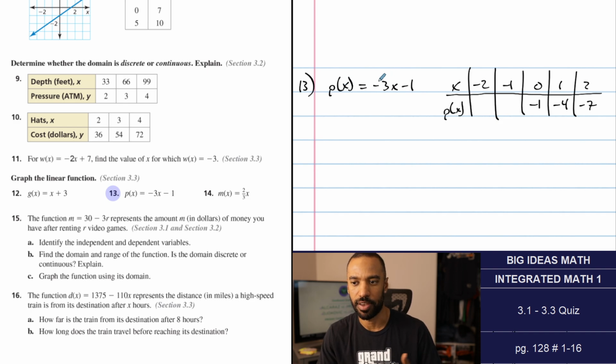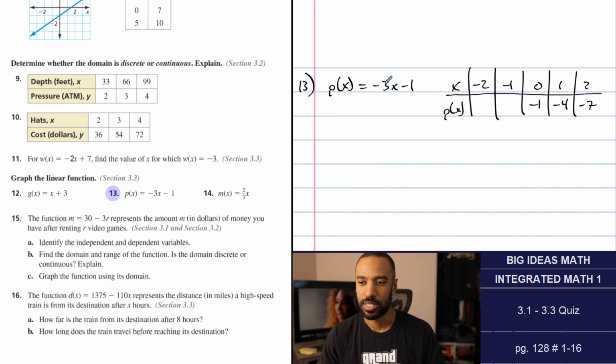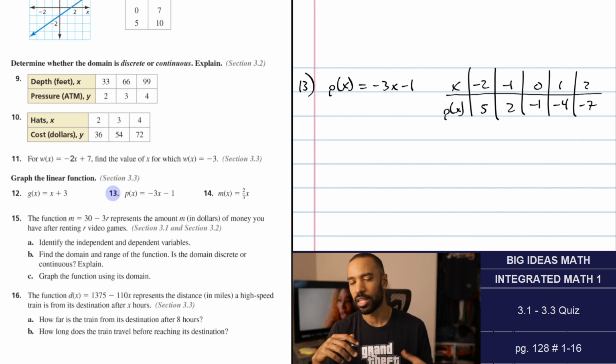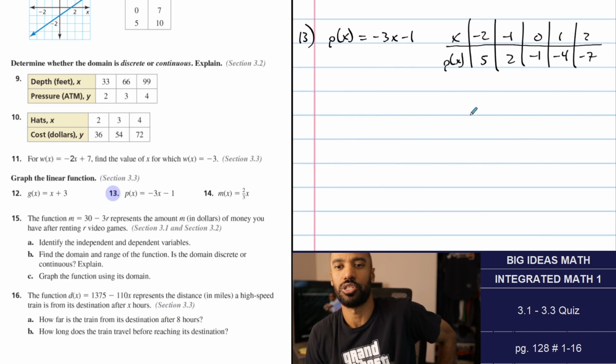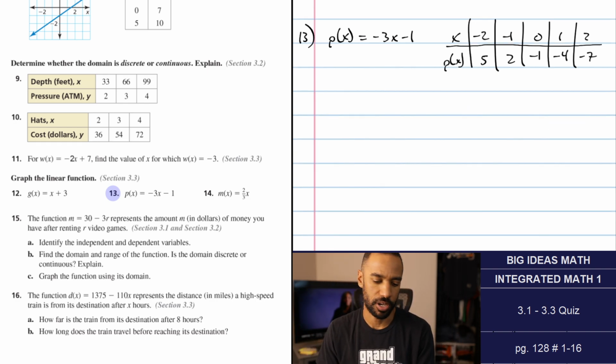We're substituting these values for x, getting them for y. -3 times -1 is +3. Minus 1 is 2. And -3 times -2 is 6. 6 minus 1 is 5. Now you might also notice this pattern of subtracting 3 each time, which is something that a linear function should do, right? Constant change, rate of change in y as constant rate of change in x.